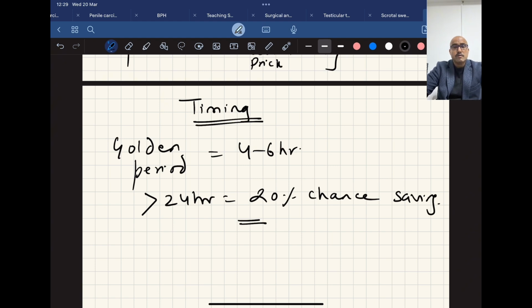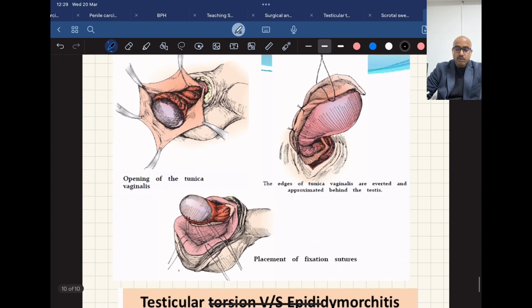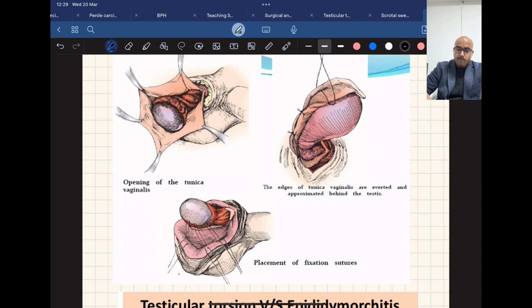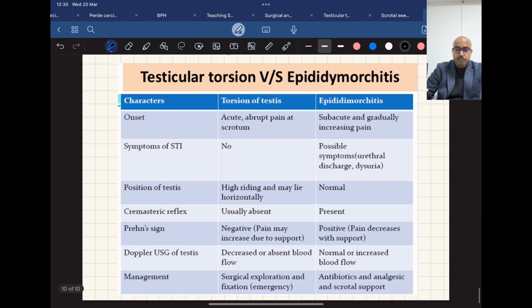If you don't have time to confirm, you can still open it and see and decide what to do. So this is the way we do it. And then this is orchiopexy. Okay, and there's a difference between the testicular torsion and epididymitis.